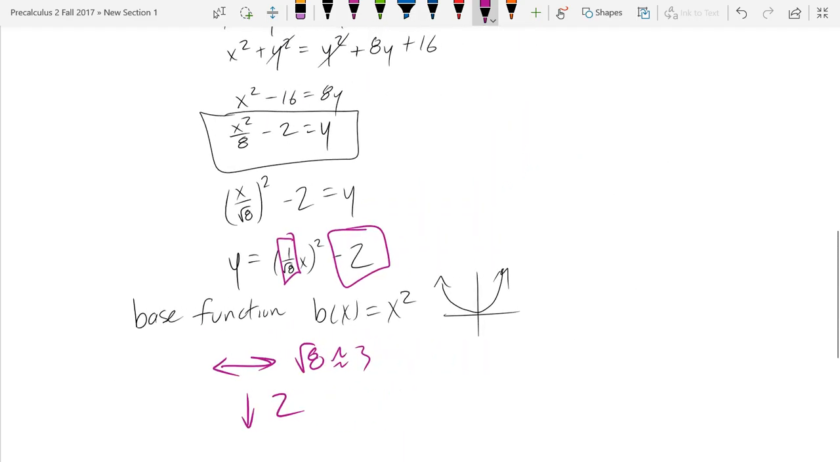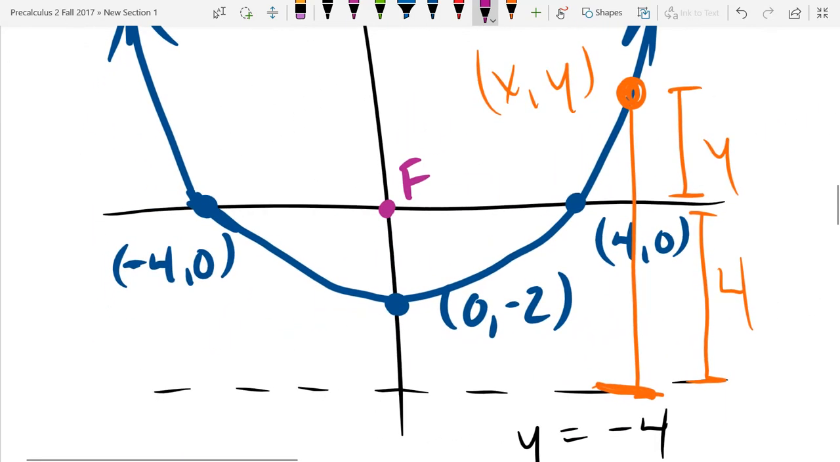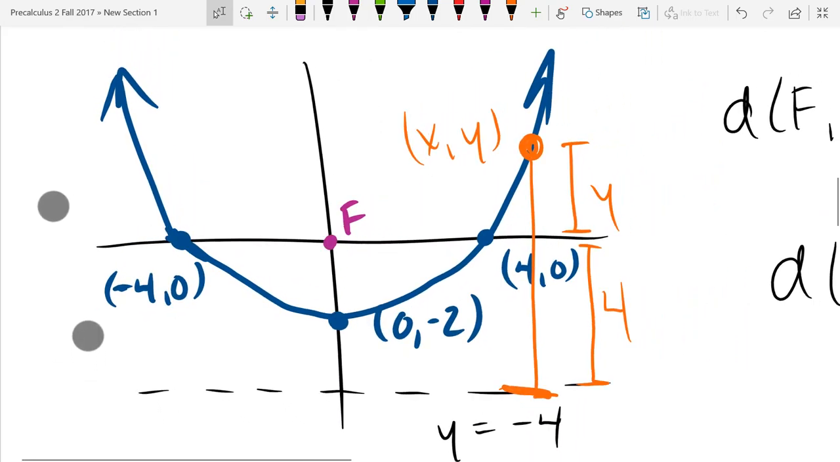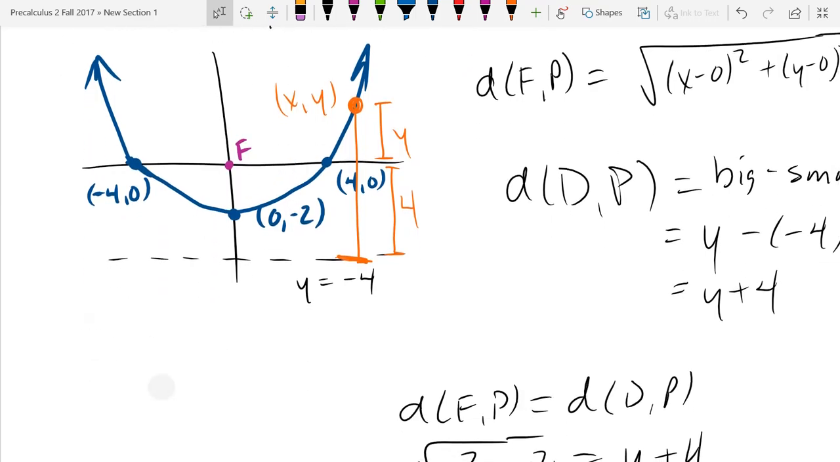So let's look at our graph that we drew earlier. You see it shifted down 2, and then it's also stretched a little bit wider. So those are the two transformations that could be applied to the regular parabola.